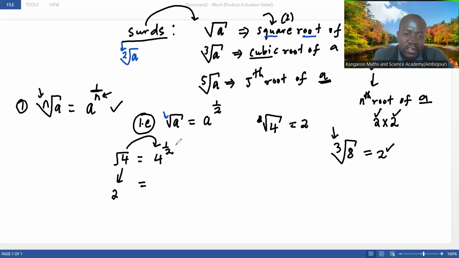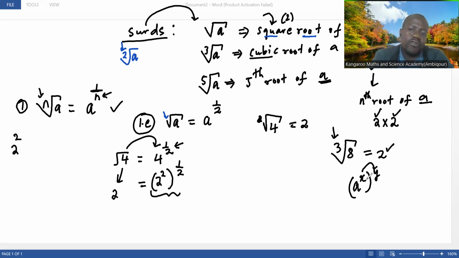It's now an exponent. The exponent is half, the base is 4. But we know 4 can be written as 2 to the power of 2. So we can write this as 2 to the power of 2, everything to the power of half. What did we introduce here? We introduced the law of exponents where we have one base with multiple exponents, which is law number 3. And that says if this is the case, we need to multiply the exponent. It's going to be 2 times half. And what is 2 times half? It's 1. You see, that's why the answer becomes 2.